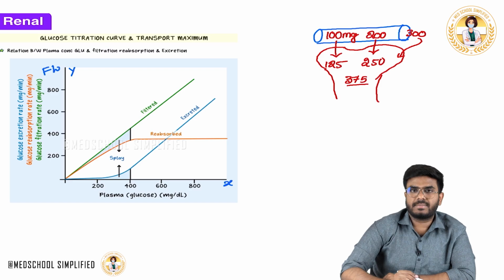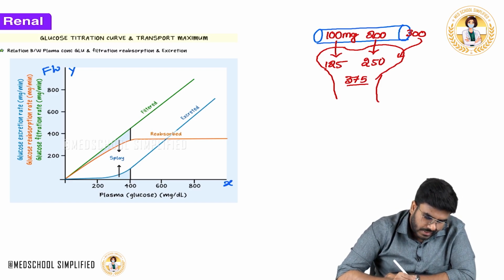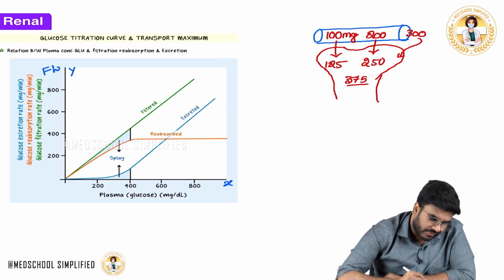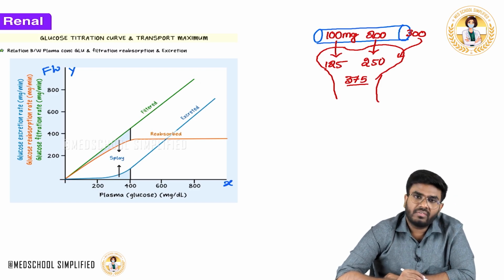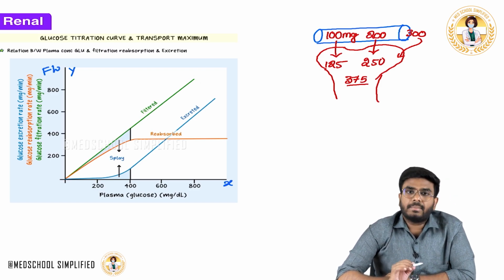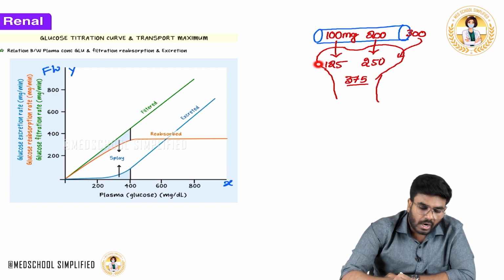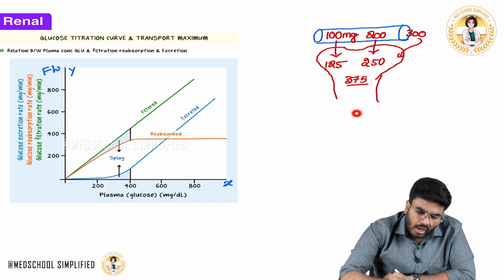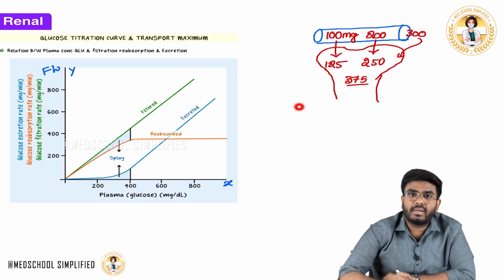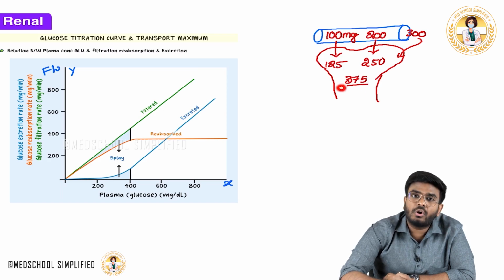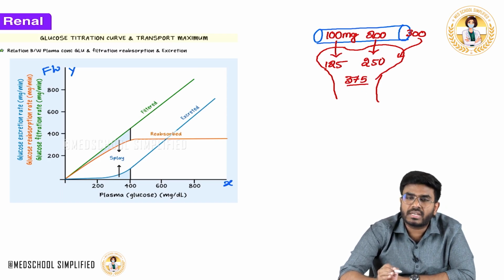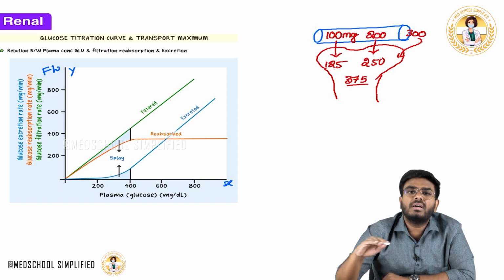Now after this green, we are having a filtration curve. The point is, I am telling you, yes, you are increasing plasma glucose, so the filtered load automatically increases. Now, will all this be reabsorbed? No. To a certain point, yes, reabsorption will happen. But at 375 filtered load, there is no further reabsorption. There is stopping of the reabsorption. Transport maximum, there is no further reabsorption.